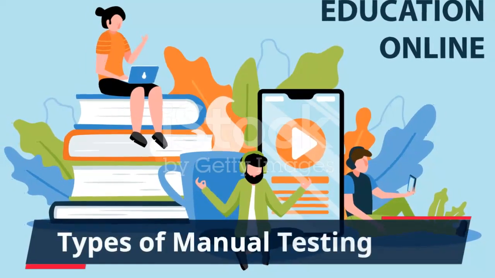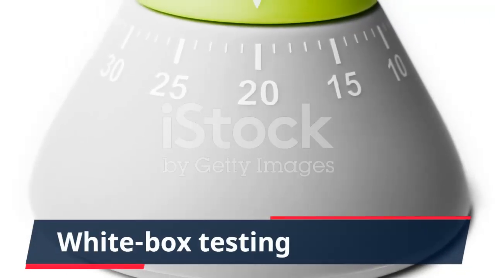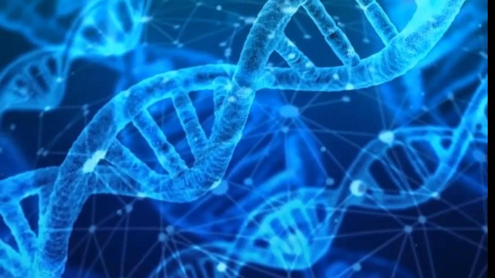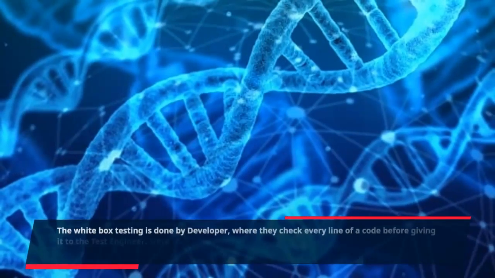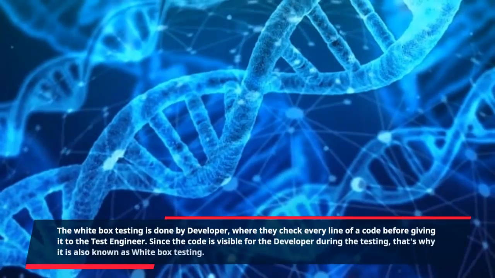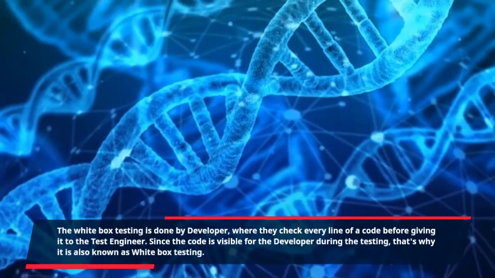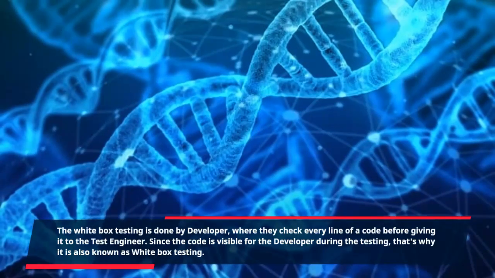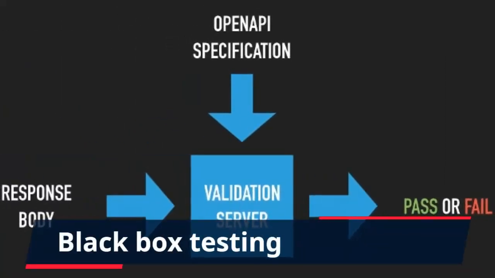Types of manual testing. White box testing. White box testing is done by the developer, where they check every line of code before giving it to the test engineer. Since the code is visible to the developer during the testing, that's why it is also known as white box testing.